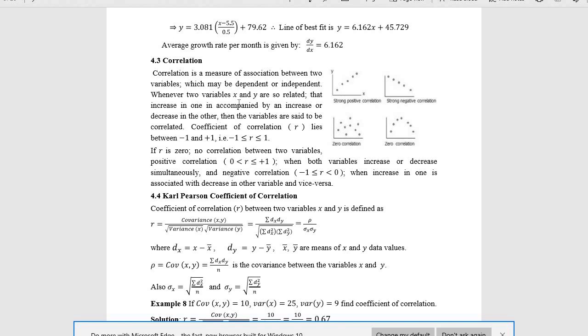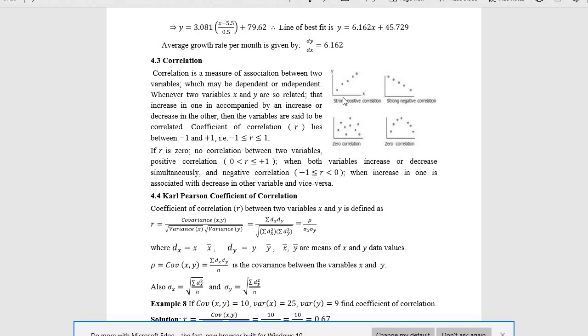Correlation is a measure of association between 2 variables which may be dependent or independent. Whenever 2 variables are so related that an increase in one is accompanied by an increase or decrease in the other. For example, the best example is if you are traveling in a train, the distance of your destination is increasing, the fare of the traveling charge is also increasing. Its tendency is positive correlation.